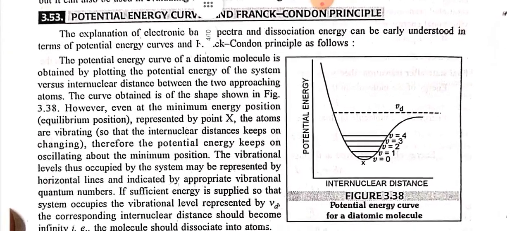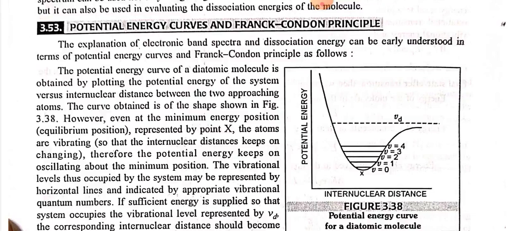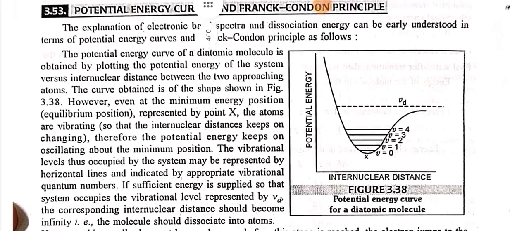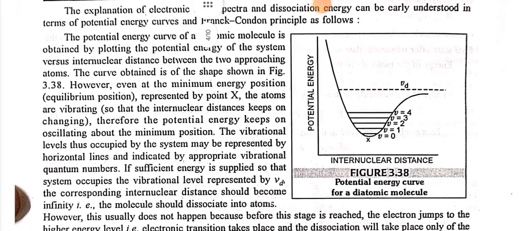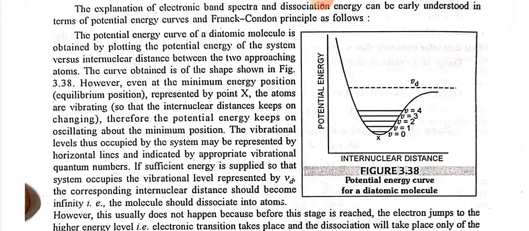Section 3.53, the potential energy curve and the Franck-Condon principle. The explanation of electronic band spectra and the dissociation energy can be easily understood in terms of the potential energy curve and the Franck-Condon principle as follows. The potential energy curve of a diatomic molecule is obtained by plotting the potential energy of the system versus the internuclear distance between the two approaching atoms. The curve obtained is of the shape given in figure 3.38.